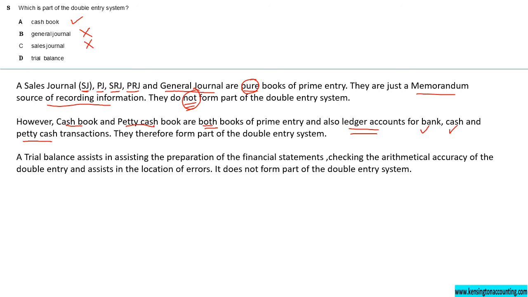Now coming to the trial balance. The role of the trial balance is essentially part of the control system in accounting. It assists in the preparation of financial statements. It also helps in checking the arithmetical accuracy of the double entry system, and also assists in the location of errors, but it is not part of the double entry system. Therefore, the correct answer is A.